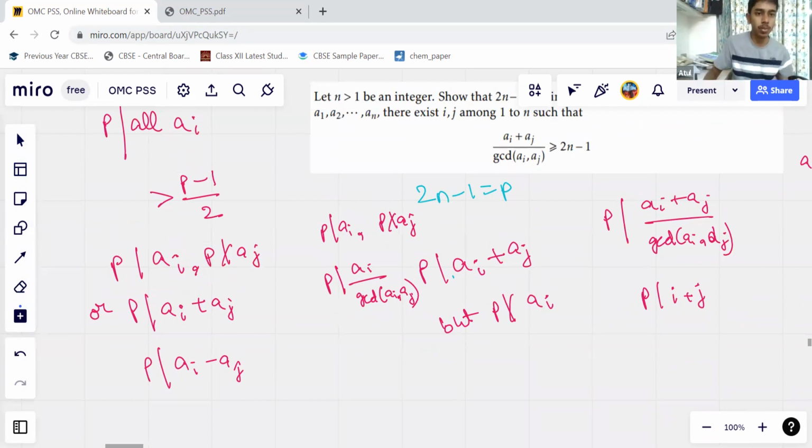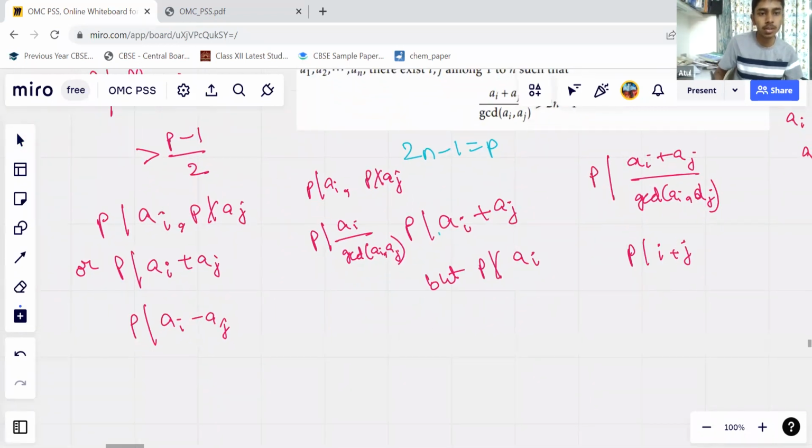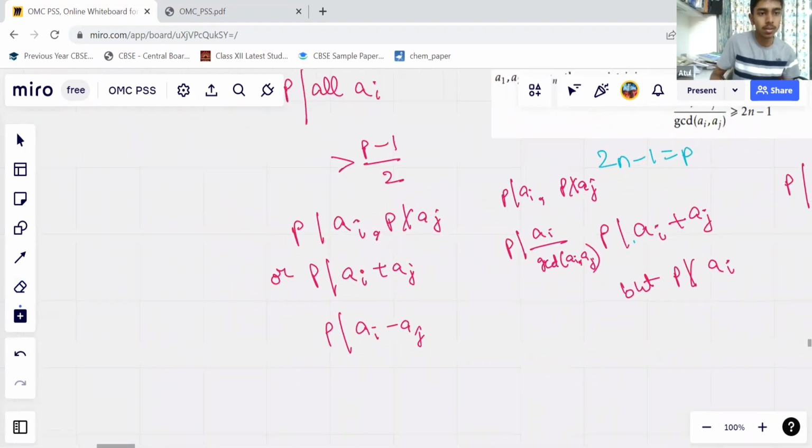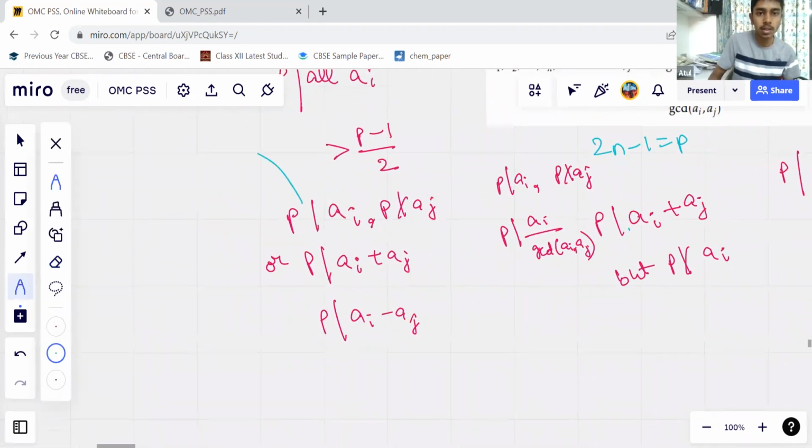So if this first case is not true, then none of them are 0 mod P. All of them are non-zero. If the third one is false, then all of them are distinct mod P. But if the second one is false, then for every pair x, minus x, at most one of them can be there. So at most (P minus 1) by 2, which is n minus 1 numbers. But we have n numbers. So at least one of these three things is going to be true.